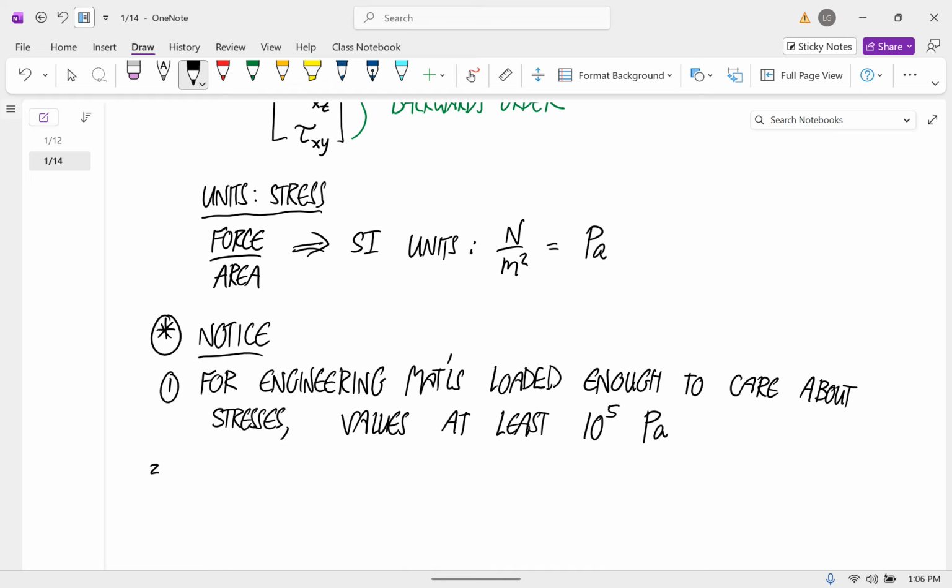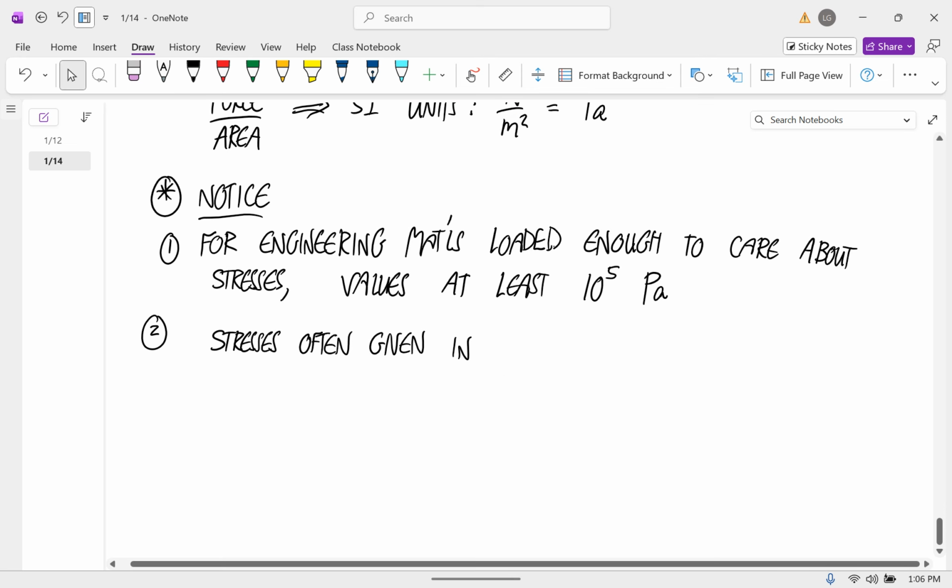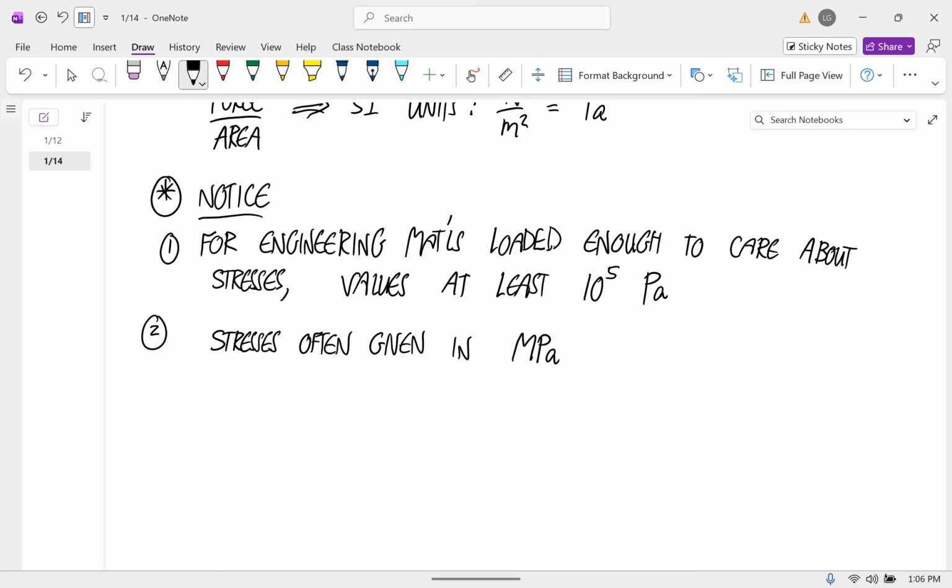And then second, stresses are often given in megapascals, which is 10 to the 6th pascals. And so make sure that your units match. You can do calculations in megapascals, you can do calculations in pascals, but you have to make sure that the units on everything match. Okay.